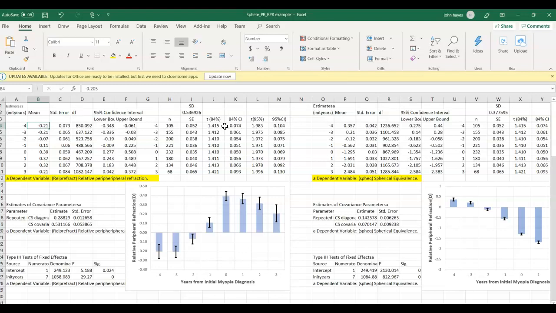So it doesn't mean that the truth falls between plus or minus 0.104 or plus or minus 0.074. It means that this will overlap the truth 84 or 95% of the time. It's a subtle distinction, but one that's important in the sense that you don't want to mislead yourself.